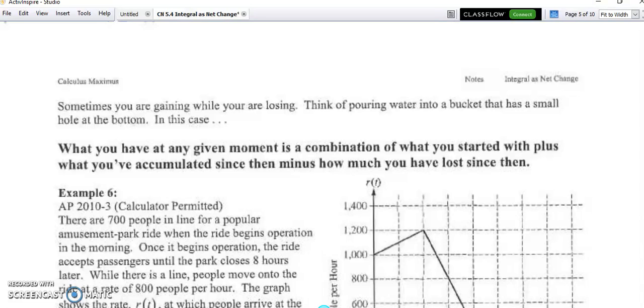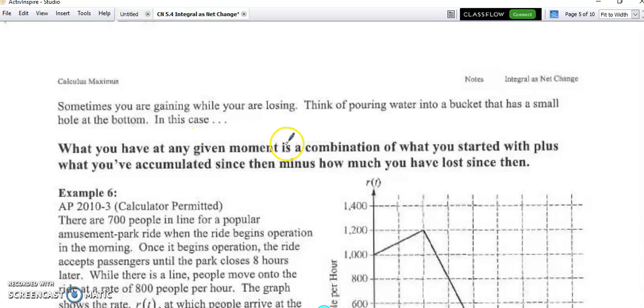Like the example that they have here is this idea of pouring water into a bucket that has a small hole in the bottom. So you're pouring in at a certain rate, but yet it's coming out the bottom through the hole at a second rate. So there's a rate in and a rate out. So when you calculate your net change, you have to remember that it's a combination of what's coming in and what's going out. So your total rate would be the rate in minus the rate out. That way you have the combination of the two rates.